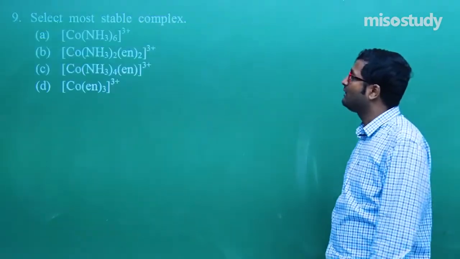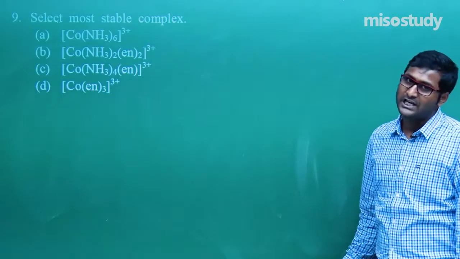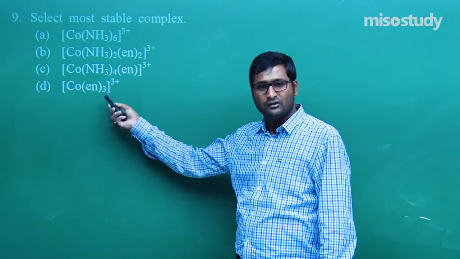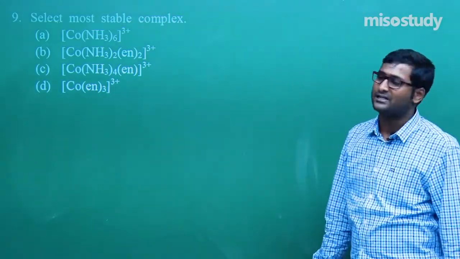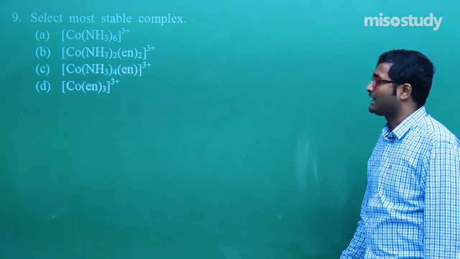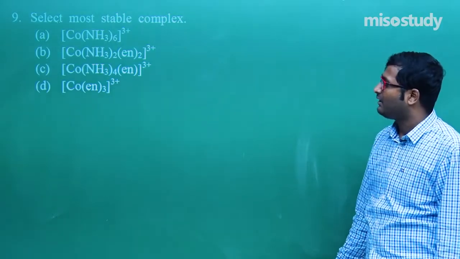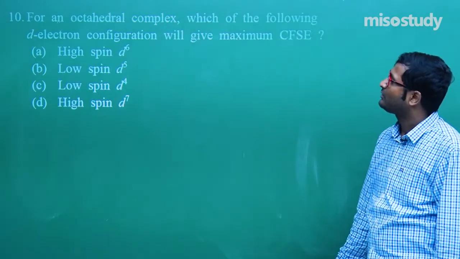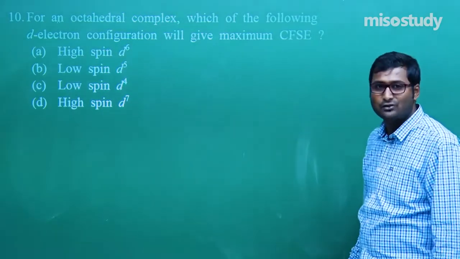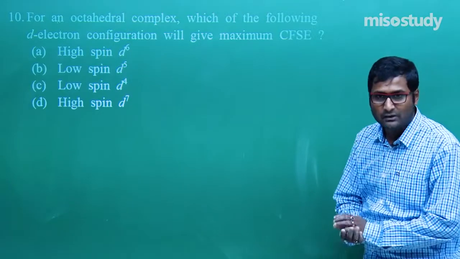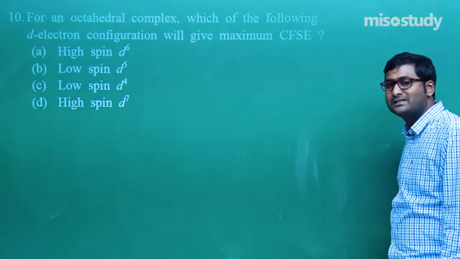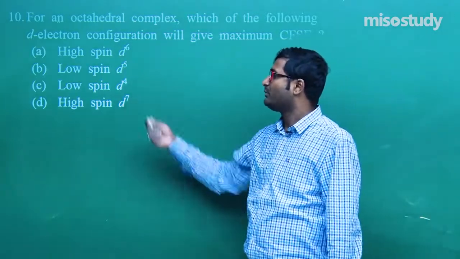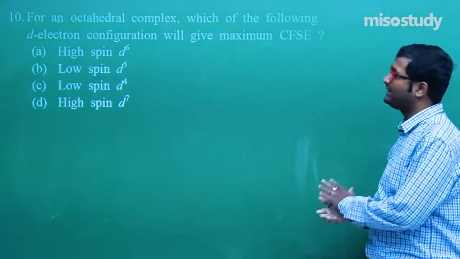Now let's move to question number 9. Stable complex, more the chelation, more is the stability. In this case, there are 3 bidentate ligands and it will form ring structure. Due to this reason, D is the correct option, that is Co(en)3 3+ forms a stable complex. Now question number 10, for an octahedral complex, as I told, I have derived the complete calculation, that is minus 2, the maximum magnitude of CFSE for low spin. So B is the correct option, low spin D5.